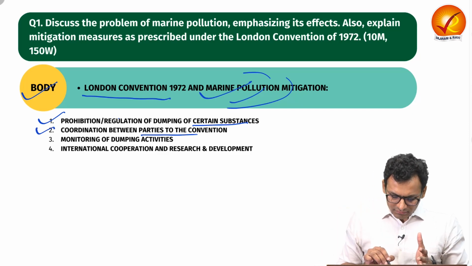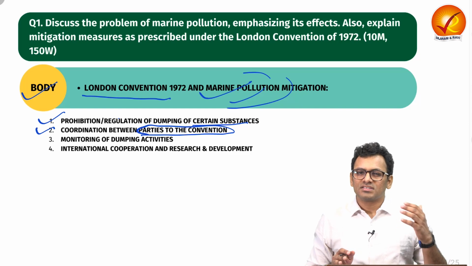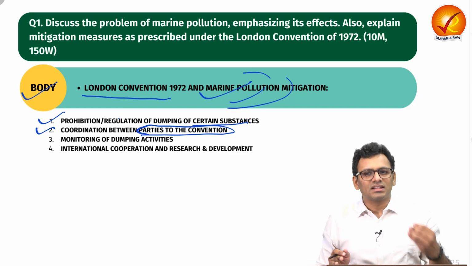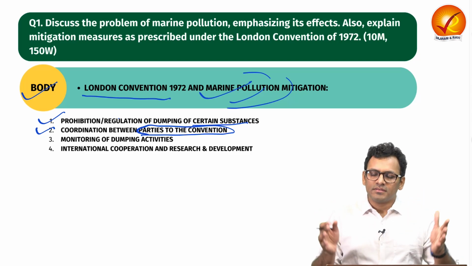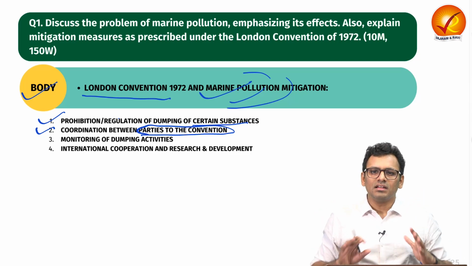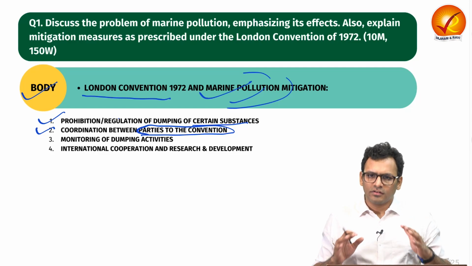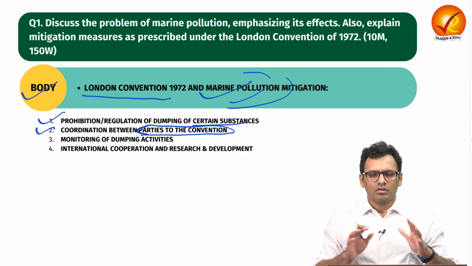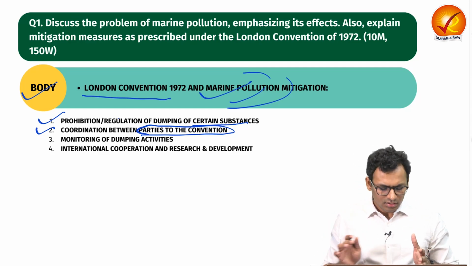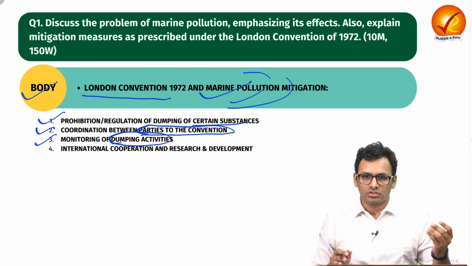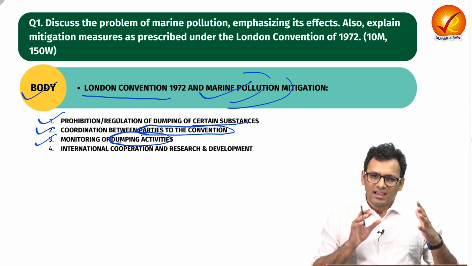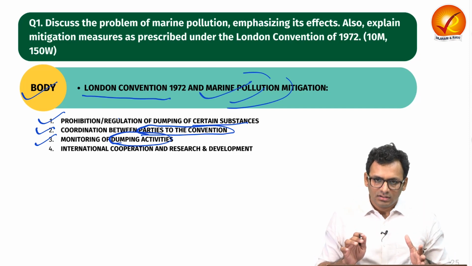Second is coordination between parties to the convention. Now such kind of coordination, synergy is required when we are talking about a global issue. Synergy refers to different parties where they agree and understand what is the cap and what kind of material they must ensure are not dumped in marine places. The third is monitoring of dumping activities to ensure there is transparency and as well as there is accountability over there.